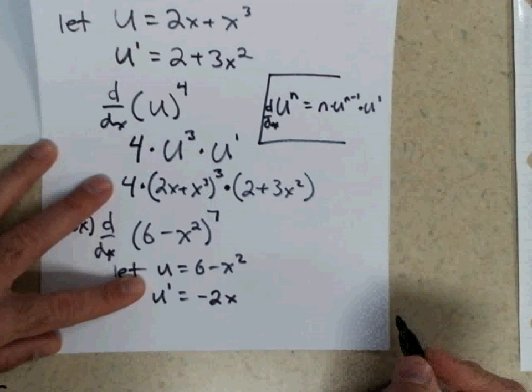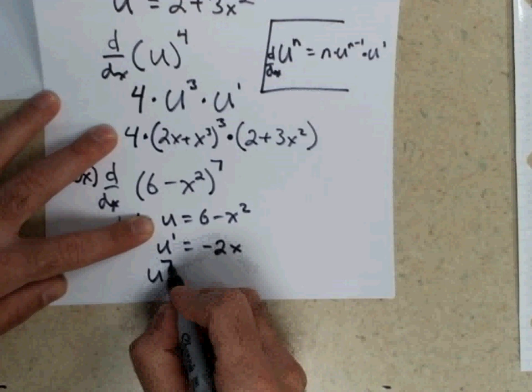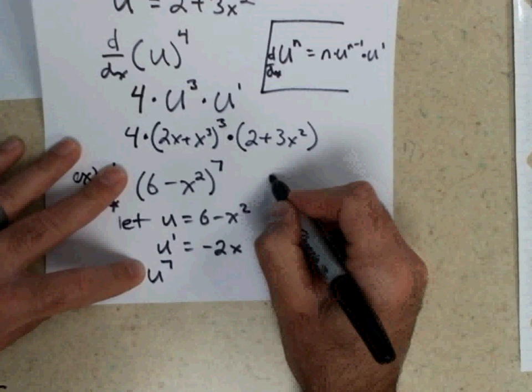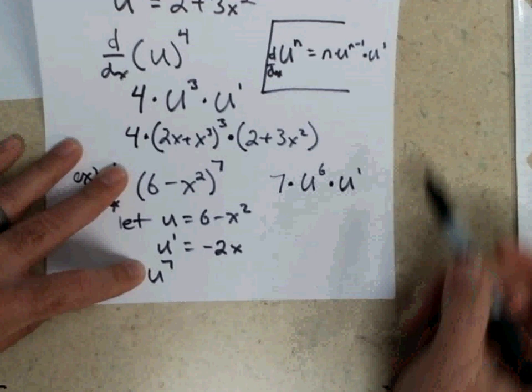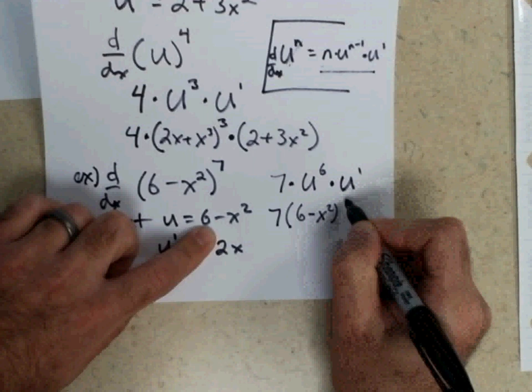Okay. The derivative says, if you can get this to show up, which I'm going to let it show up right now, I have this. I've replaced this with u. So I have u to the 7th power. If you have u to the 7th power, it says take the exponent down. So I'm going to write 7 times u to the 6, then times u prime. Right? I'm just following this rule. It says if you have this, then you just do this. Right? So then I just substitute this in. 7 times u, which is right here, 6 minus x squared raised to the 6th power, times u prime, which is right below, negative 2x.